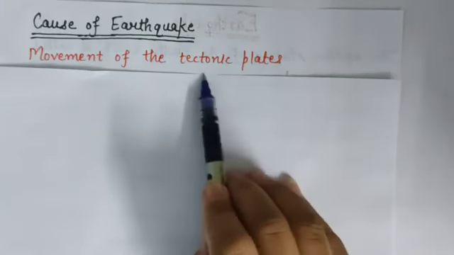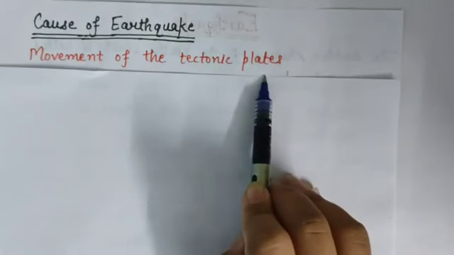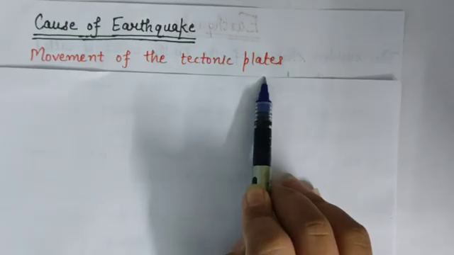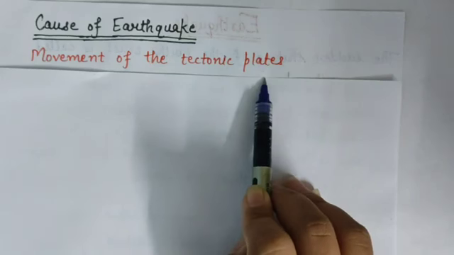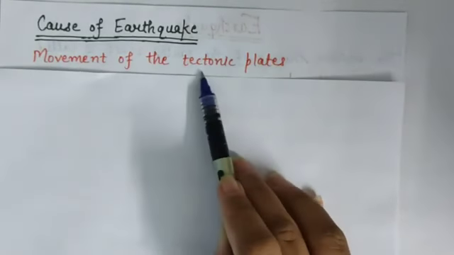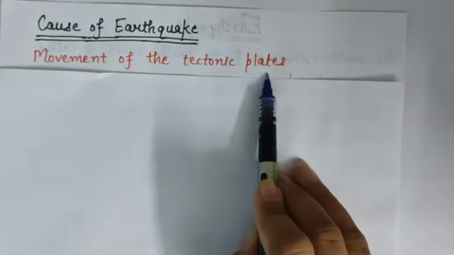Now what are tectonic plates? See, the outermost layer of earth is not in one piece. It is fragmented, and each fragment of the outermost layer of earth is called a plate. And these plates are called tectonic plates.